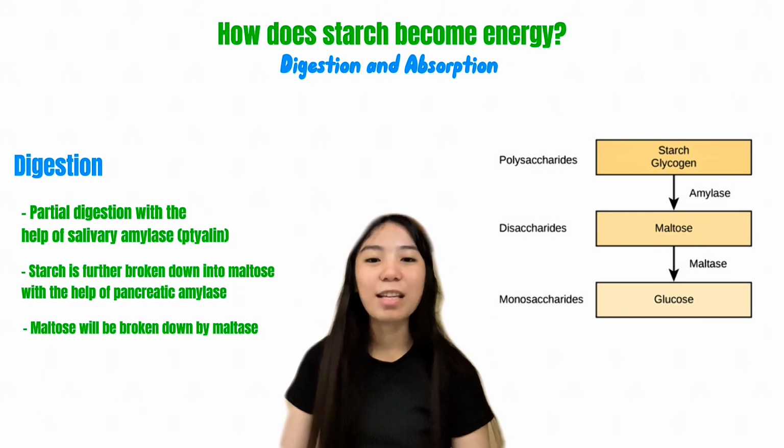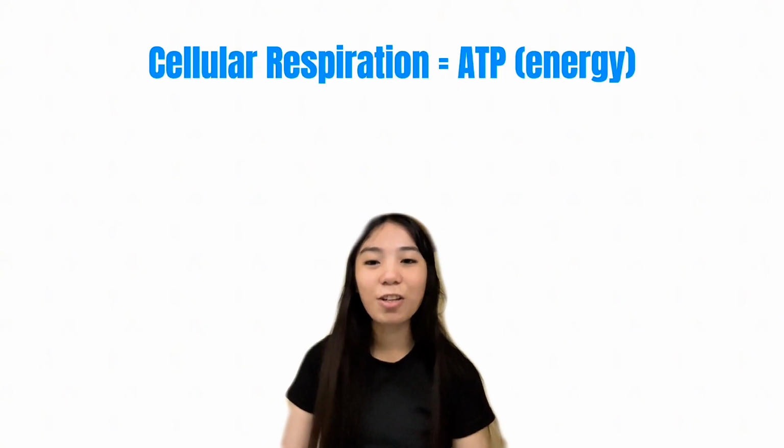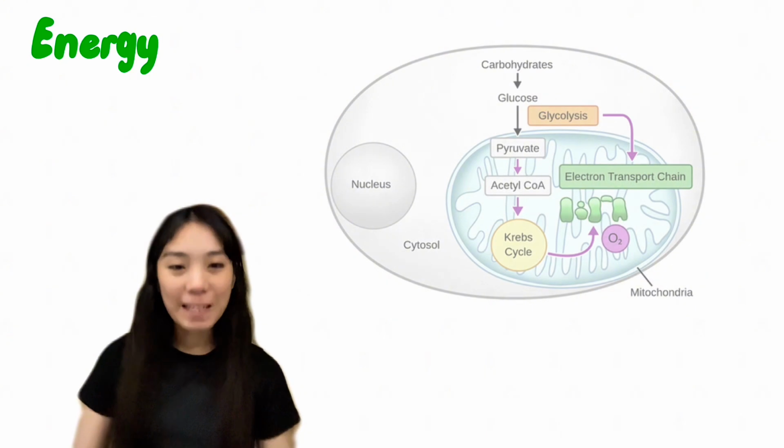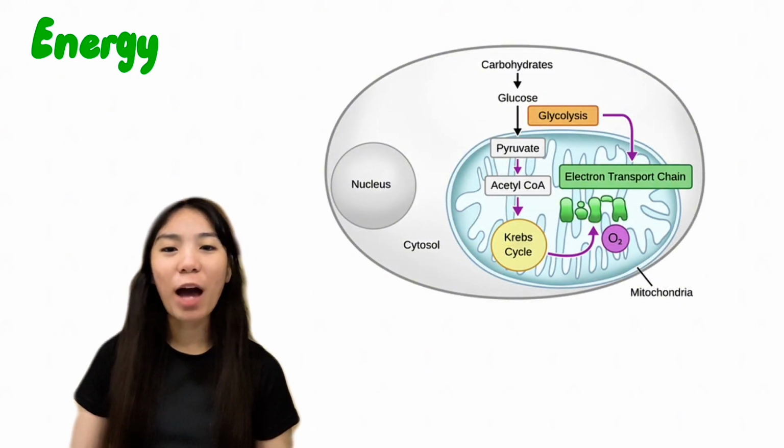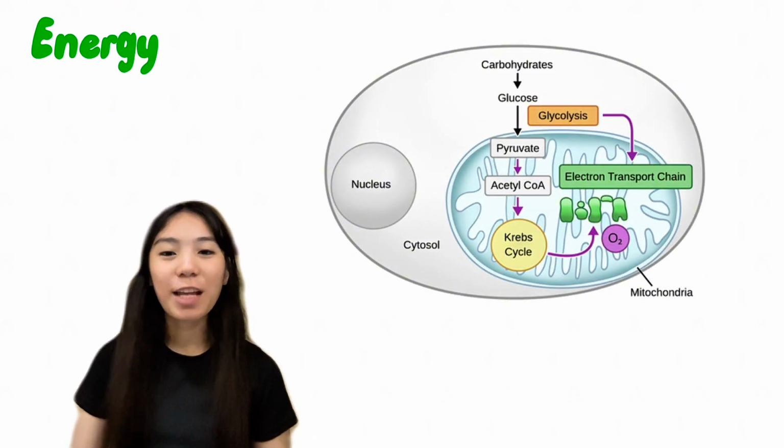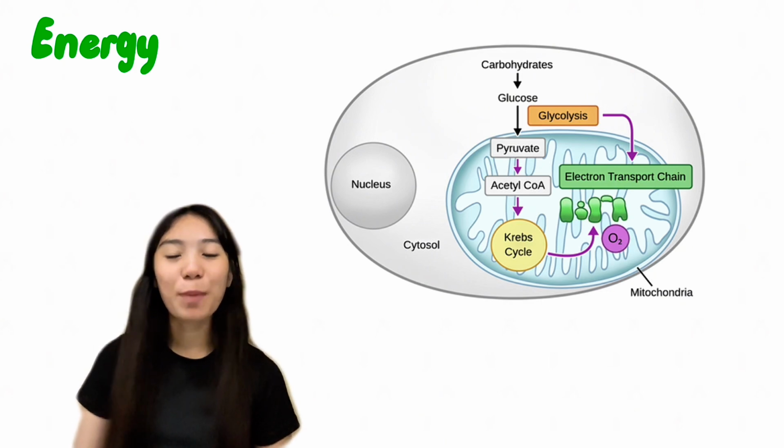This glucose is then absorbed in the bloodstream where it is transported into cells. Once in the cell, it enters a series of biochemical reactions called cellular respiration, producing ATP, the energy currency of our body. So from this diagram, we can see how from carbohydrates like starch, it is broken down into glucose. This glucose undergoes glycolysis where it produces pyruvate and ATP. This pyruvate undergoes pyruvate decarboxylation where it is converted into acetyl-CoA.